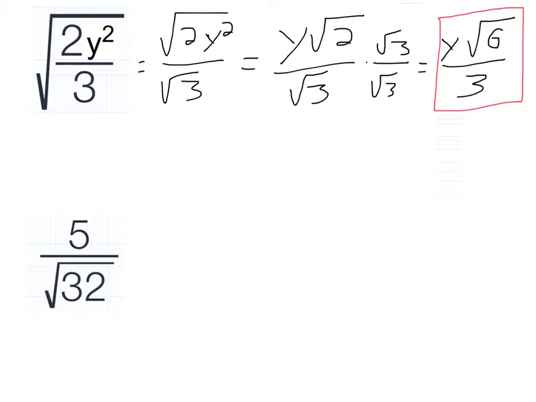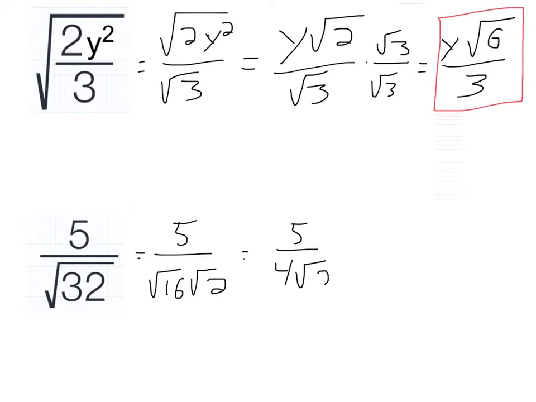For this, we're looking to simplify first, I think is probably our best bet. And so, think about the square root of 32. It has a perfect square factor of 16. So I'm looking at the square root of 16 times the square root of 2 in my denominator, which is going to give me 5 over 4 square root 2.